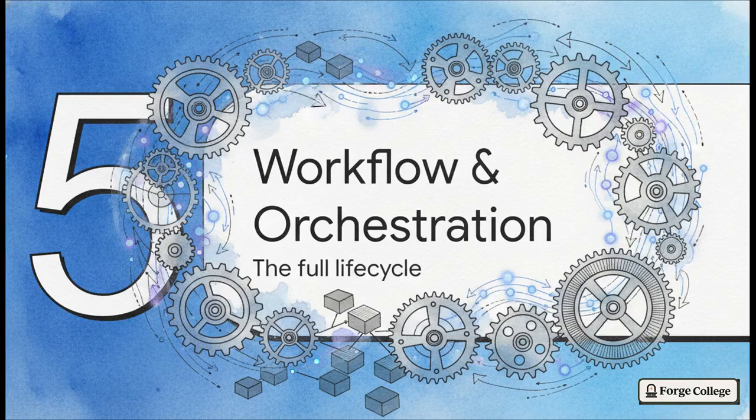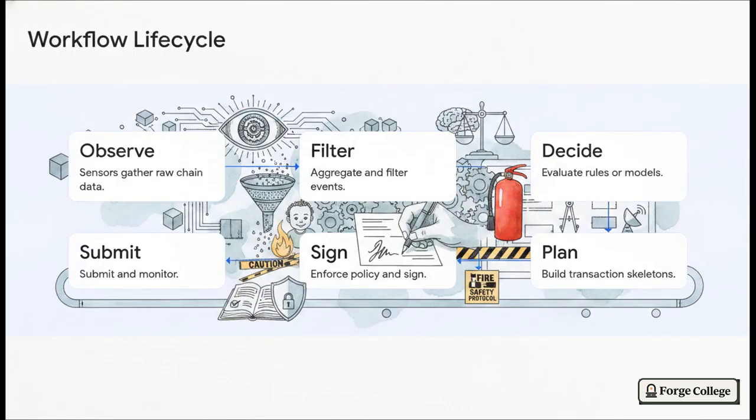All right, let's roll into Section 5, workflow and orchestration. Because, let's be honest, individual components are really only as good as the overarching system that connects them. Here is our full workflow, from raw observation to a submitted transaction. We observe with the sensors, filter and aggregate, decide with the controller, plan, apply policy and sign with the actuator, and finally, submit and monitor. Now, step 5, applying policy and signing, is absolutely critical. Giving an AI direct signing power without strict actuator policies in place is basically like handing a toddler a flamethrower. I mean, it's hilarious to picture, but completely terrifying in reality. The actuator is your strict fire safety protocol.